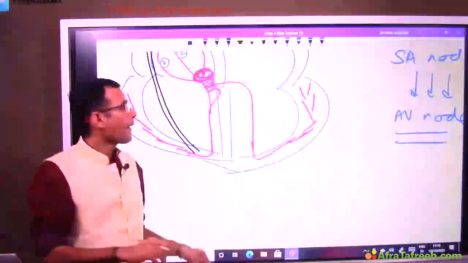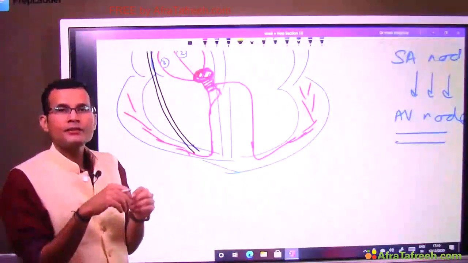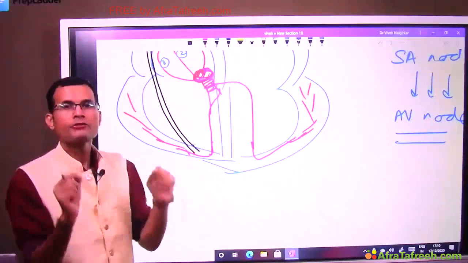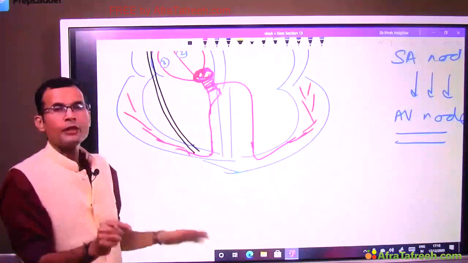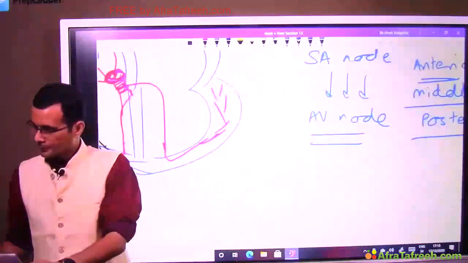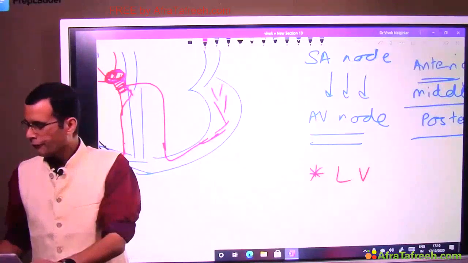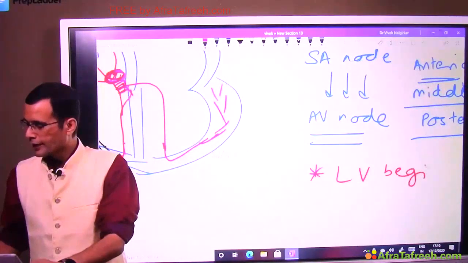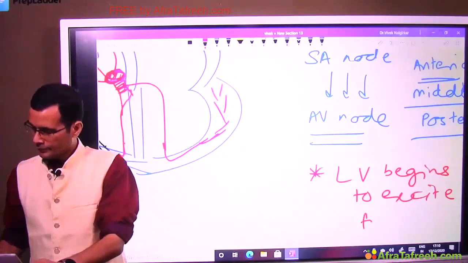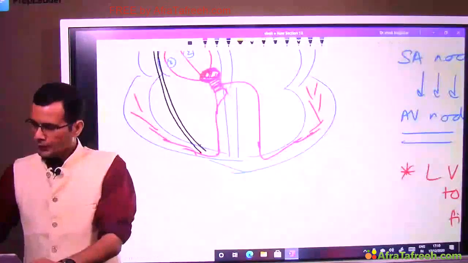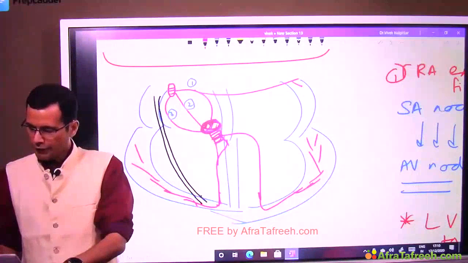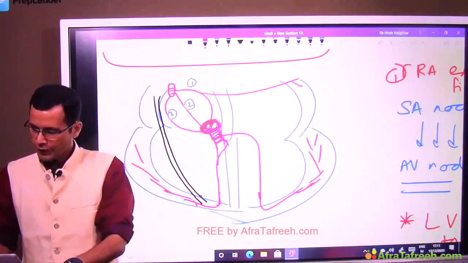Okay, the answer is left ventricular excitation starts first ahead of the right ventricle. Let me write it here. Left ventricle begins to excite first. Why is that? Look, you can see in the diagram, from the AV node, bundle of His arises.